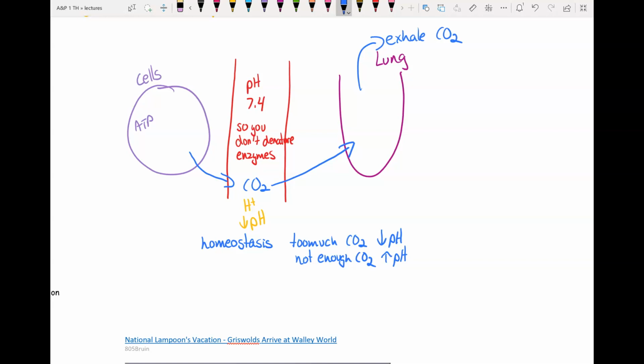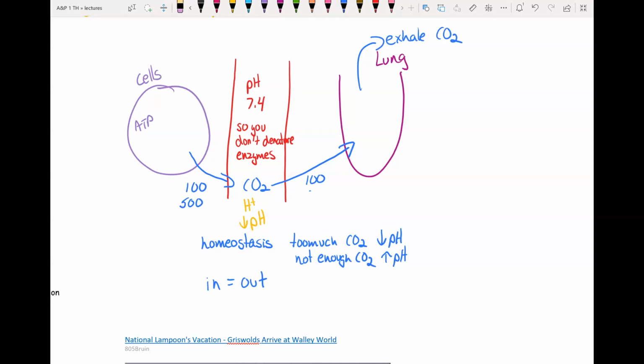So the amount that goes in has to equal the amount that goes out. Let's say, we should make up some numbers to make it easy. Let's say you have 100 carbon dioxides in. That means you need 100 out. Let's say then your cells start using a lot more energy and you have 500 carbon dioxides in. Well, that means you need to get 500 out.